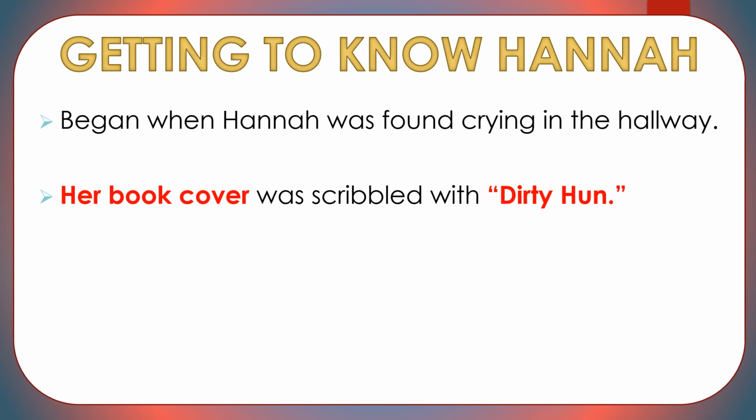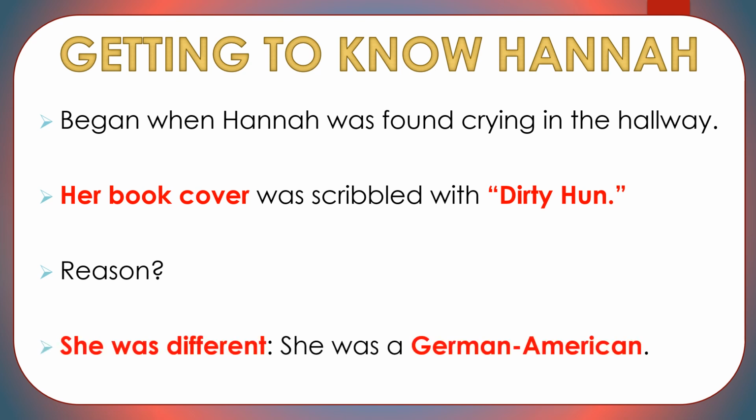Not only that, somebody wrote on Hannah's book saying dirty Hun. Bukan saja kotor, but Hun. Hun back then was an insult to anyone with German blood. So that's the reason why Hannah was bullied. Because she was different. She was a German American. What does it mean? It means that she has German blood, keturunan German, but she was born and she lived in America, right? She was an American citizen, rakyat Amerika berbangsa Jerman.